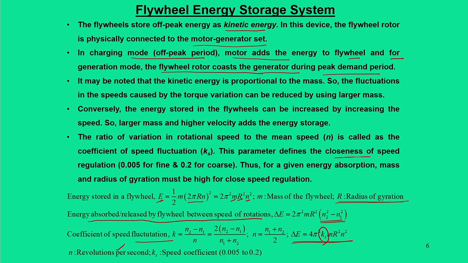which defines the closeness of speed regulation. For fine speed regulation, Ks is 0.005. For coarse speed fluctuations, where fluctuation can go as high as 20%, it is 0.2. So, that is the control limit we can have for Ks. The choice is in our hands as to what type of Ks we are going to regulate. Now, to minimize this Ks, or speed fluctuations, the mass and radius of gyration of the flywheel must be high to have very close speed regulation.